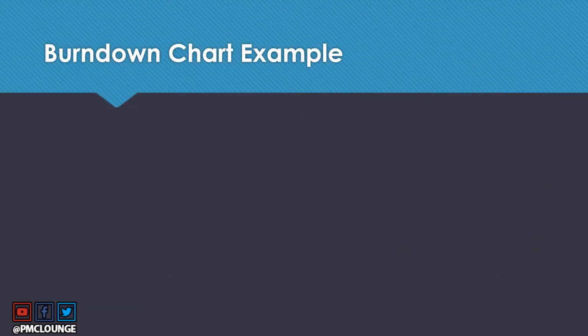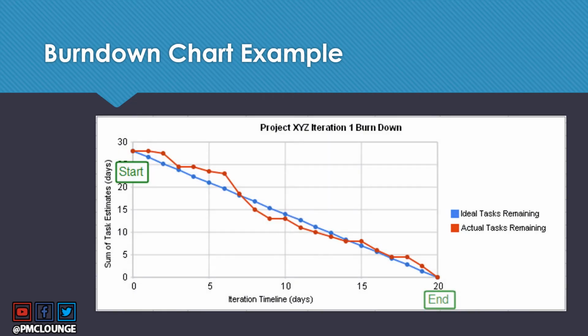Okay, so let's take a look at a burn down chart example. Now, this is how a burn down chart looks like. First of all the features or the functionalities that your project team or your development team has committed to, it is estimated in terms of story points or basically tasks. And that is why you see ideal tasks remaining and actual tasks remaining.